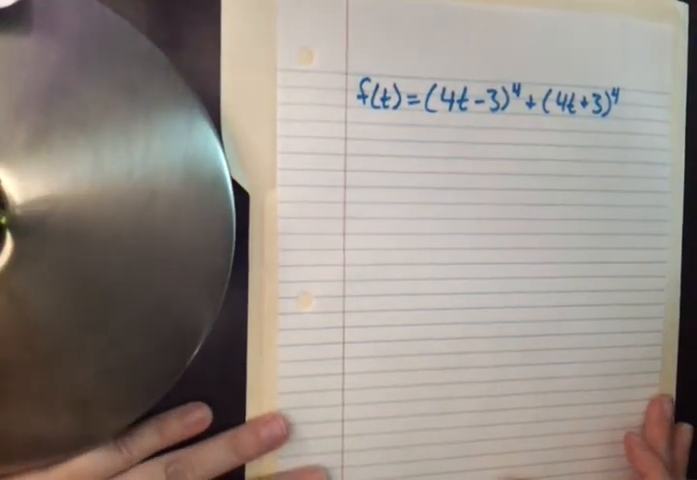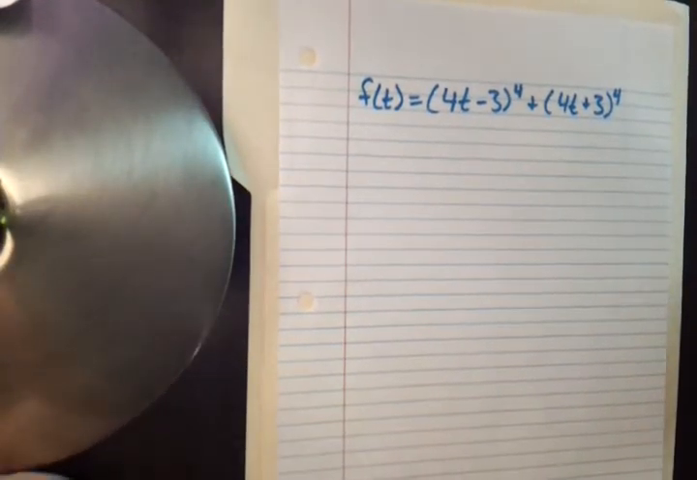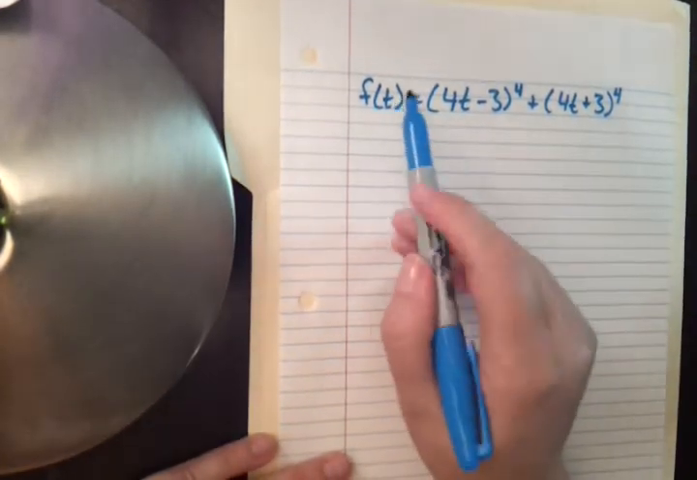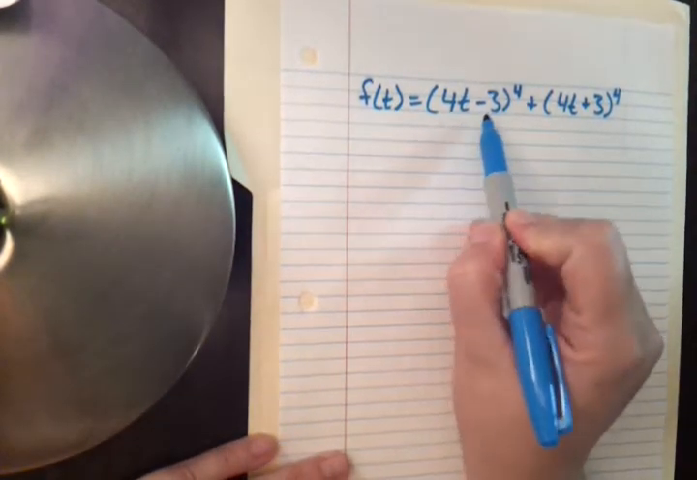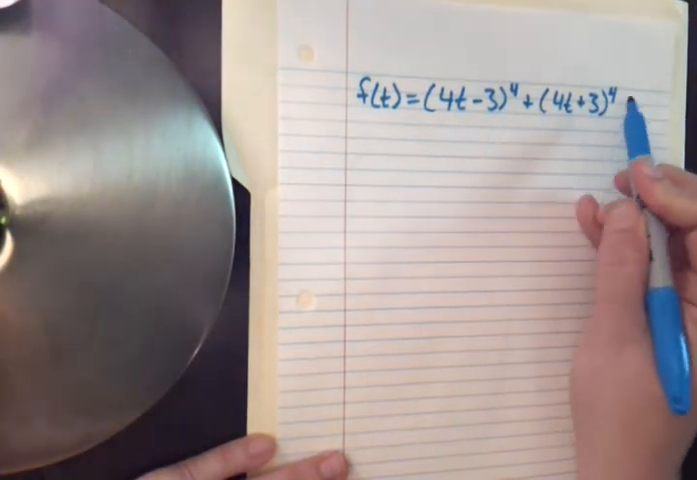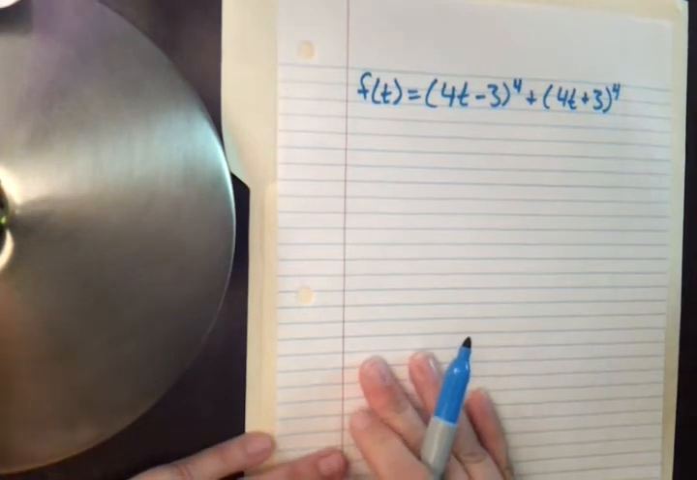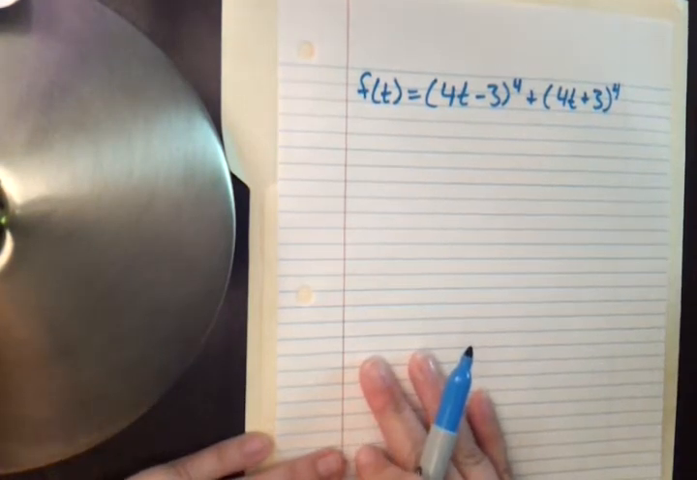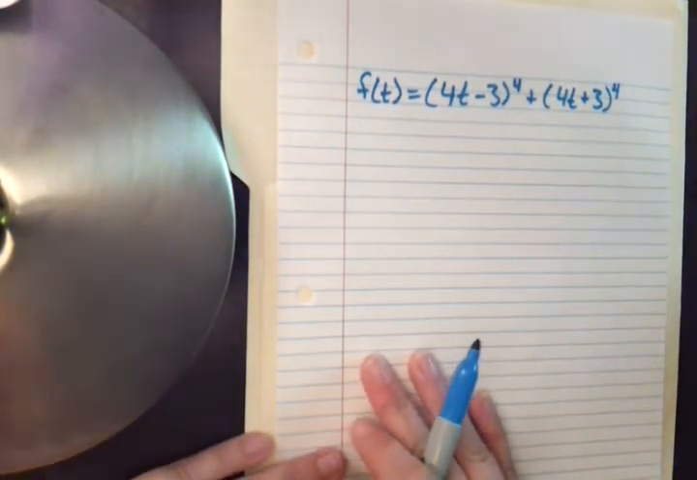Okay, for this question, question 6 on homework 6, we need to find the derivative of the function they've given us. They've given us f of t equals (4t minus 3) to the fourth, plus (4t plus 3) to the fourth. Essentially what we're going to have to do here is use the chain rule, but we're going to have to use it twice.